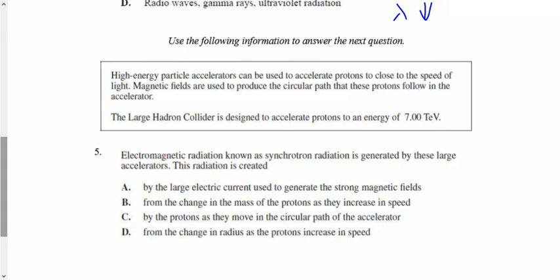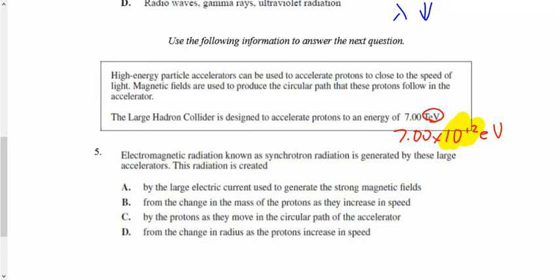We accelerate protons to an energy of 7 TeV. That's a tera electron volt. If you don't know that number, 10 to the 12 is a tera, where are you going to find it? Yeah, it's on your data sheet, right? Now, of course, you got to convert electron volts to joules if there's a calculation involved here, which in this question there isn't. In this question, we just want to identify how this radiation known as synchrotron radiation is generated.